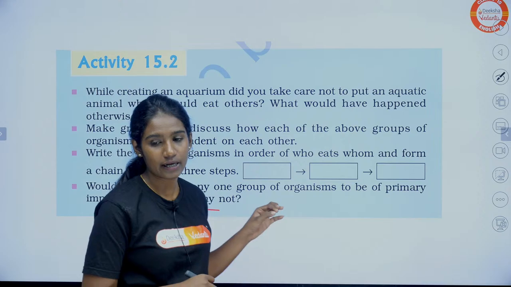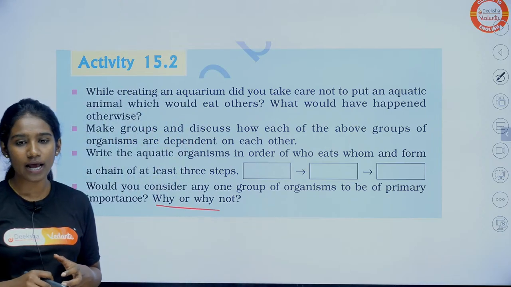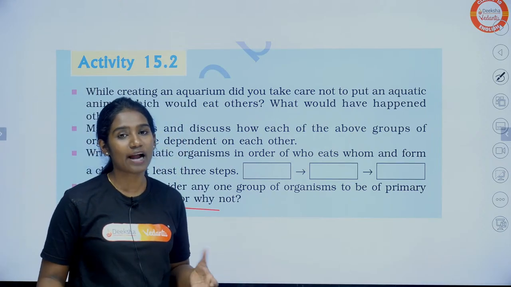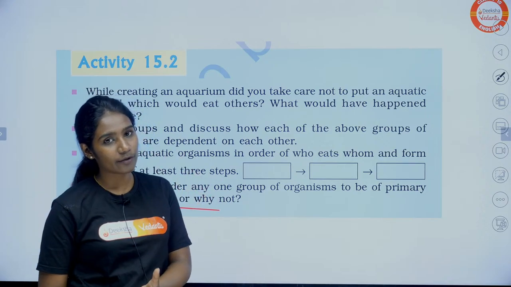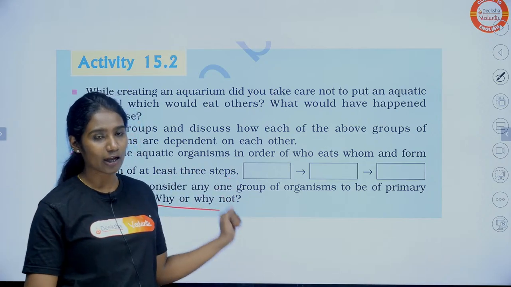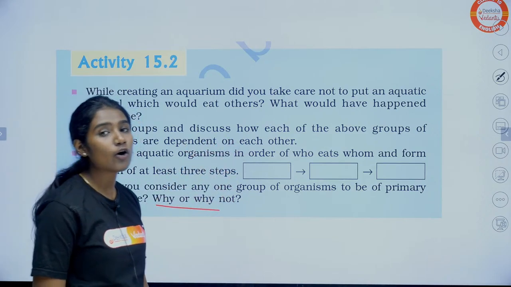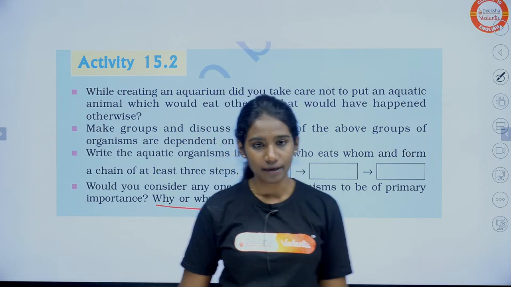There should be no predators. If the predators are there, then what happens? It will eat off the fishes and find nothing but there. It will attack the prey and then the prey will be killed and only predators will remain in the aquarium. That's why we will make sure that no predator fishes are there, right?